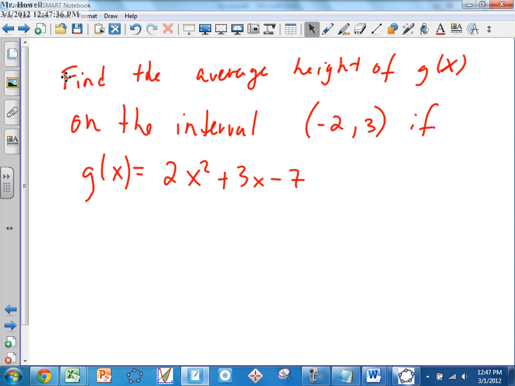And then at the end, divide by 5. Remember, don't forget at the end, you've got to divide by 5 or multiply by 1/5. It's the last step there at the end.